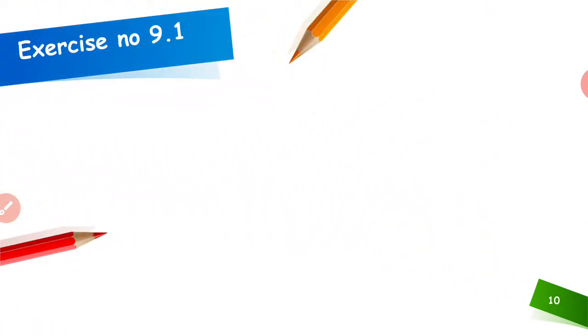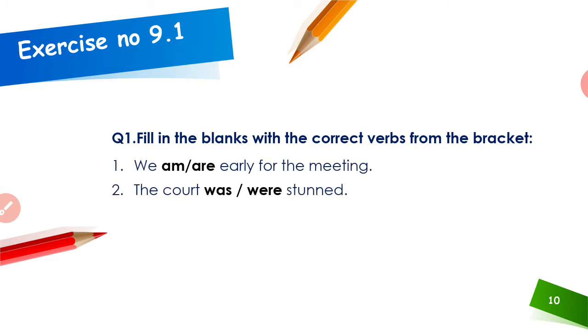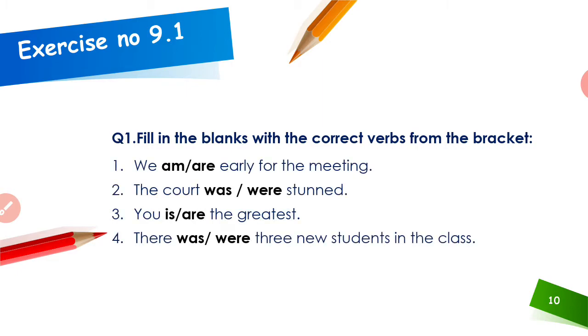Let's solve an exercise based on the concept we just saw: kinds of verbs, primary auxiliaries, main verb and modal auxiliaries. Question number 1. Fill in the blanks with the correct verbs from the bracket. Here are 5 questions for you to solve, and we will solve them now.